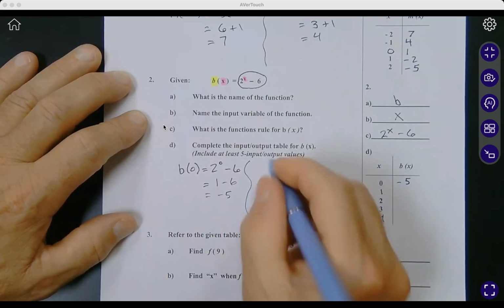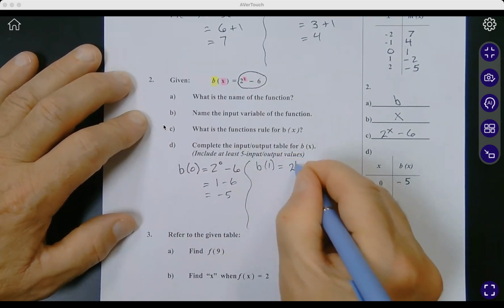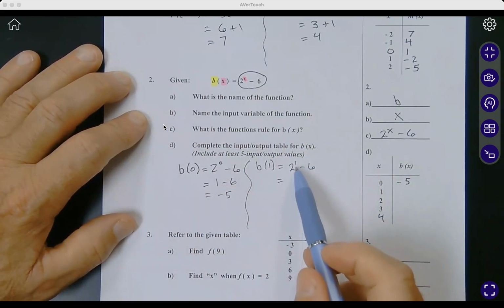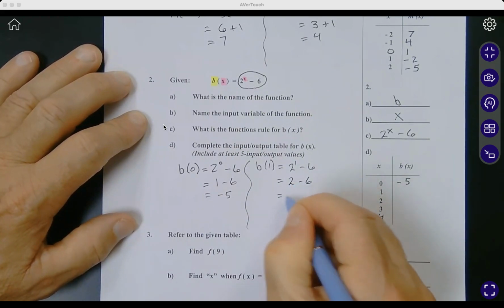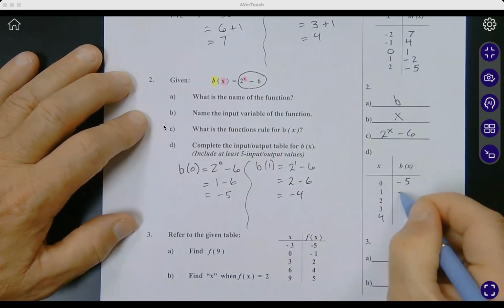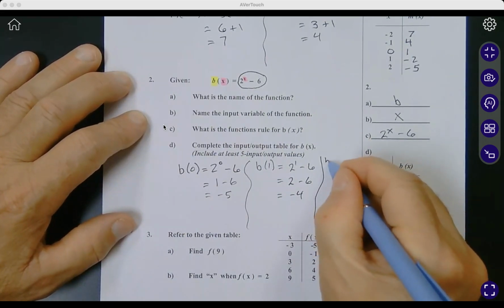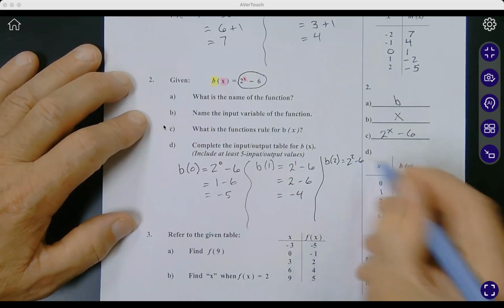Let's do it again. Let's do it with b of 1. So now let's input a 1. 2 to the 1 minus 6. This one I can do by hand because I know 2 to the first power is just itself. And that gives me -4. I'm going to do it one more time. So I'm going to now do b of 2, which is 2 to the second minus 6.